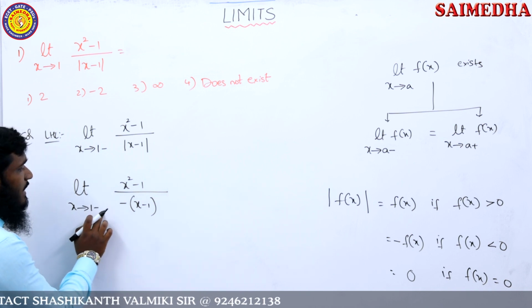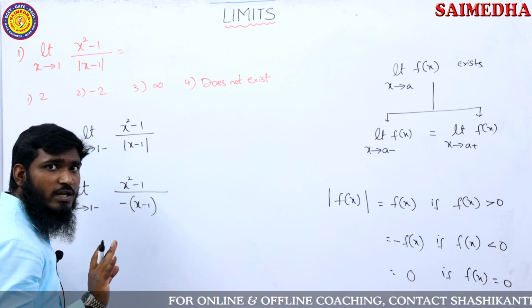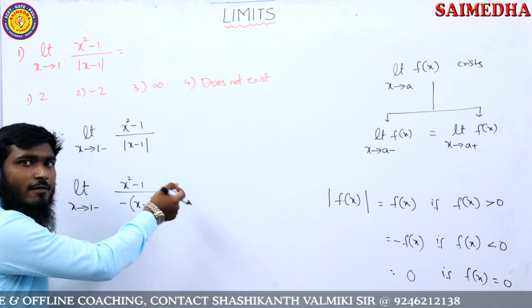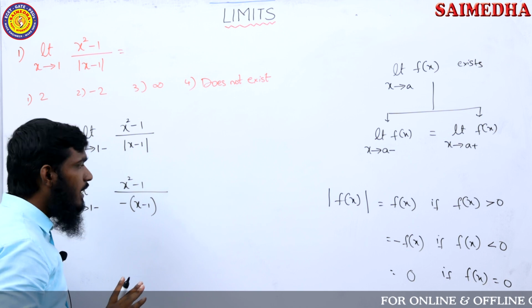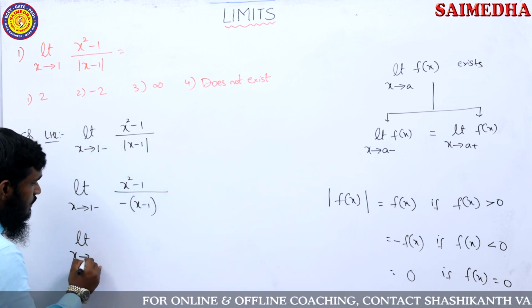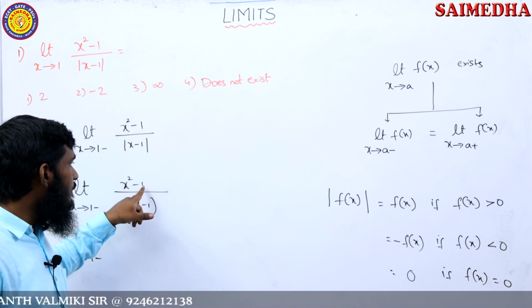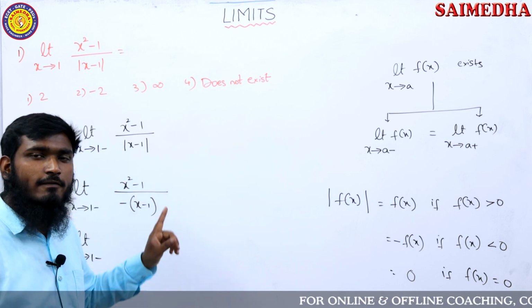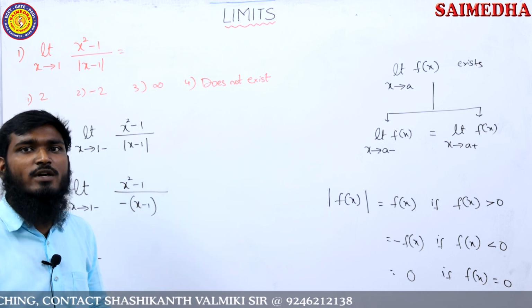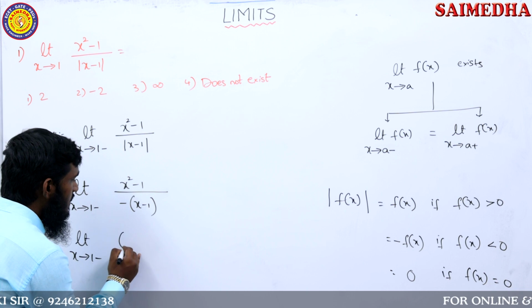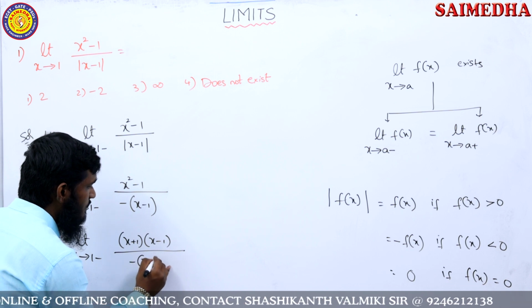Okay. Now for this 1 minus part we have applied the condition. Now what do we have to substitute? The x value is equal to 1 only, because for 1 minus we have already applied the condition. Now limit x tends to 1 minus, x square minus 1 we can write as 1 square also, which is in the form of a square minus b square. What is the formula? A plus b into a minus b. So x plus 1 into x minus 1 divided by minus of x minus 1.